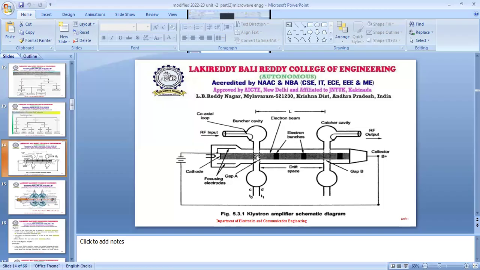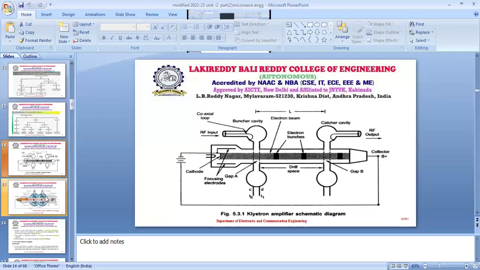After the interaction, the bunches will form, and in the drift space these bunches will make an amplification, and the principle of this amplification process is called velocity modulation. So this amplified signal is captured by the RF output or catcher cavity, and you can get our output as an amplified output signal.